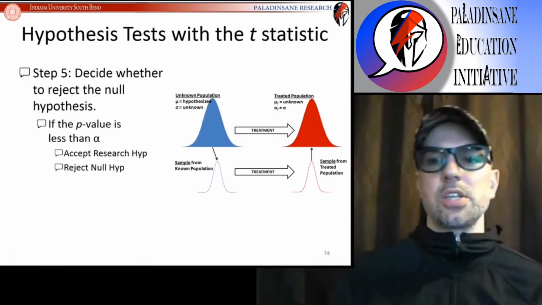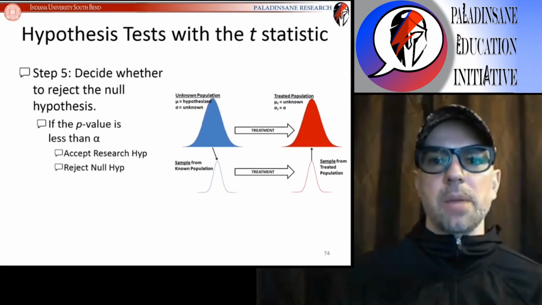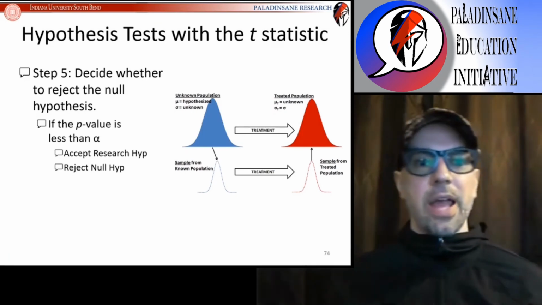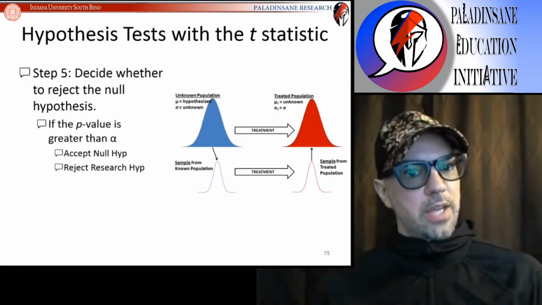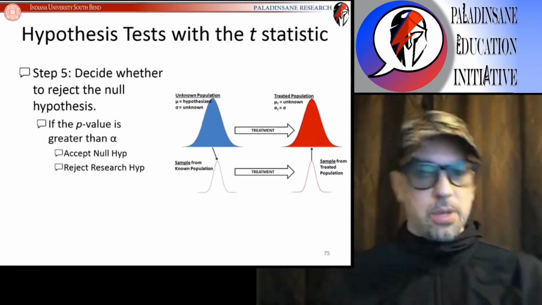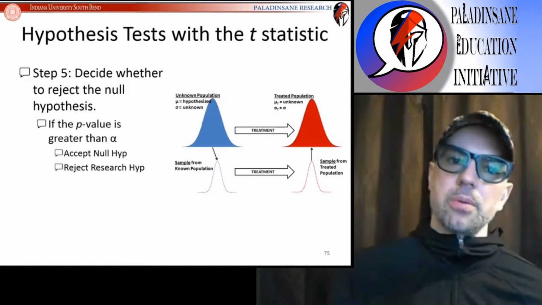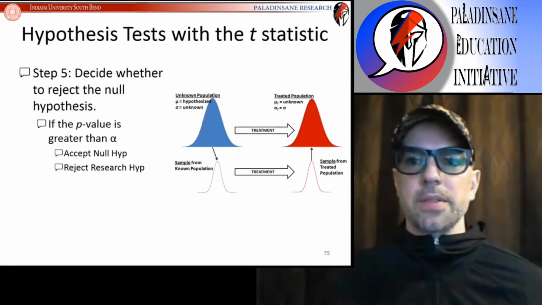That means this is the decision we're going to make: accept the research hypothesis. If, on the other hand, our p-value was greater than our alpha level, we would do the opposite. We would accept the null hypothesis and we would reject the research hypothesis.